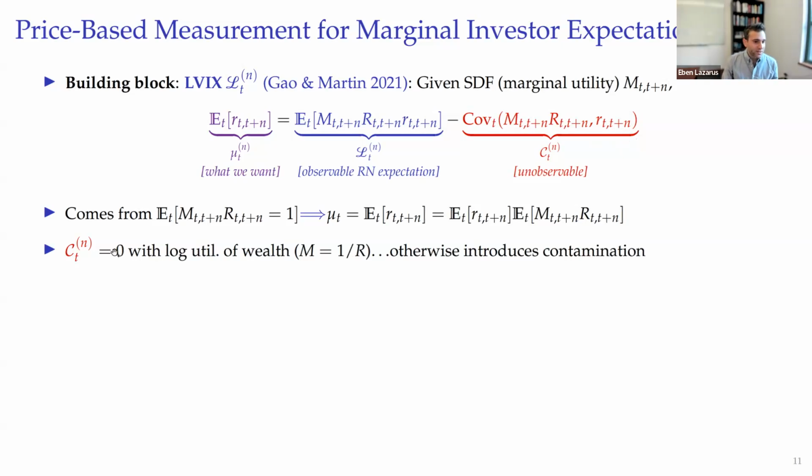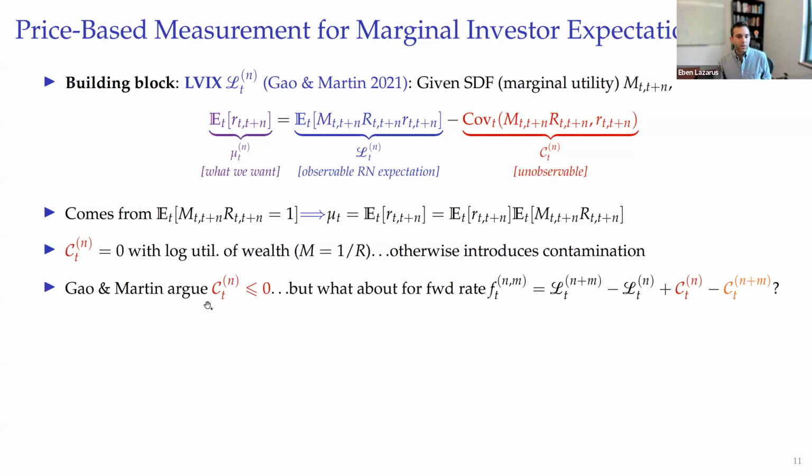Now, there's a special case in which this covariance term goes away, which is if there is an investor with log utility of wealth who's fully invested in the market. Then their SDF is proportional to the reciprocal of the return on the market, in which case this first term is just identically one. So the covariance drops out, but otherwise this covariance term is an unobservable risk premium component that's going to introduce contamination that we're going to need some way of controlling for.